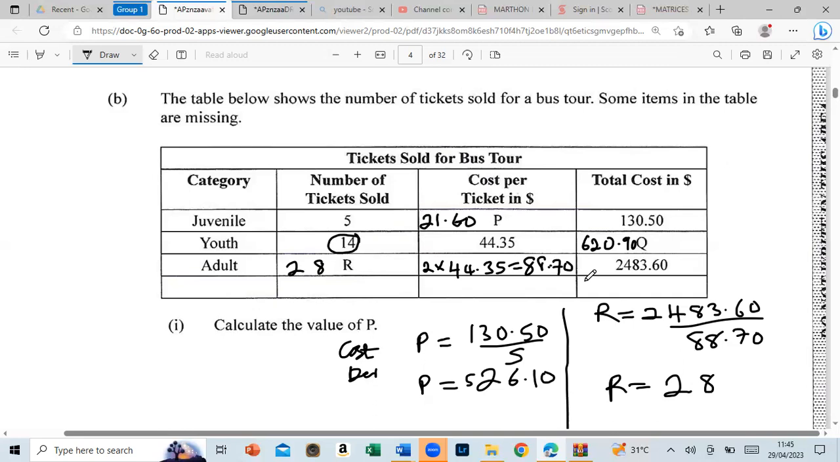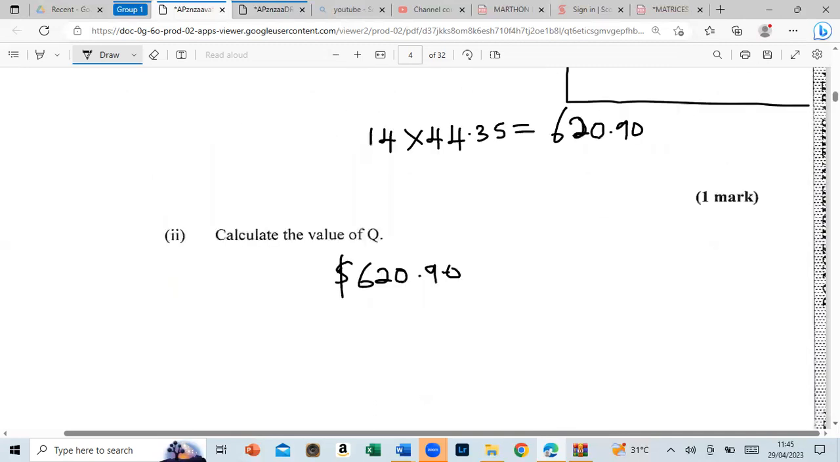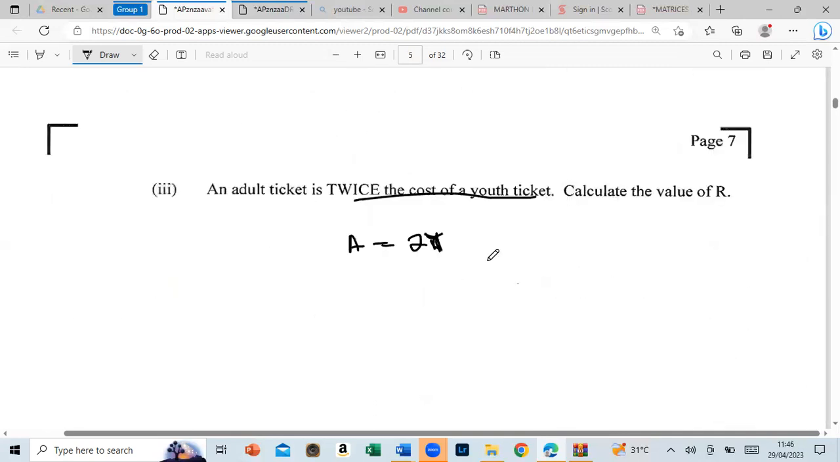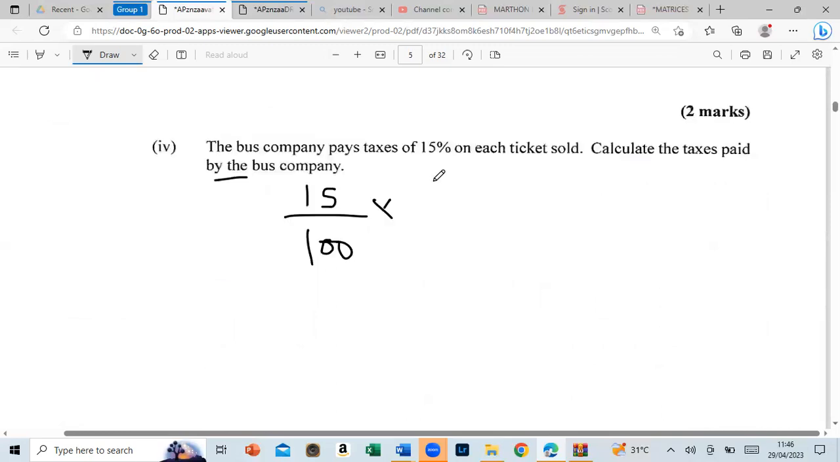Let's see, 2483.60 plus 620.90 plus 130.50. That works out to 3235. I'm going to check something, if I take a different approach, if it would work out. So this would be 3235.